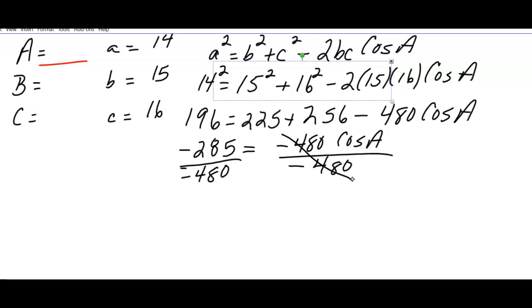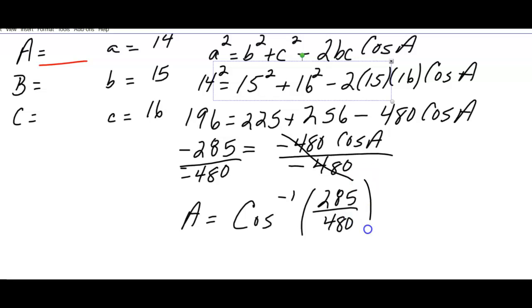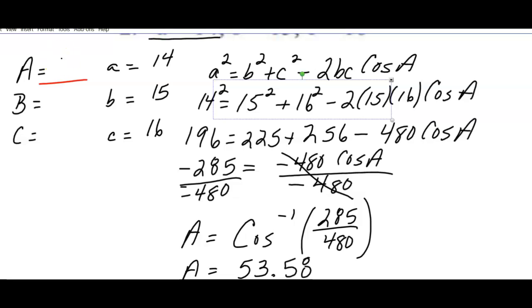These will cancel out, and then you can just punch this in your calculator using the cosine inverse. So angle A is going to equal the cosine inverse of this fraction here, which is 285 over 480. No need to reduce it because we're just going to punch in our calculator anyways. And you get that angle A equals 53.576, so we'll make it 0.58 to go 2 decimal places. So 53.58.